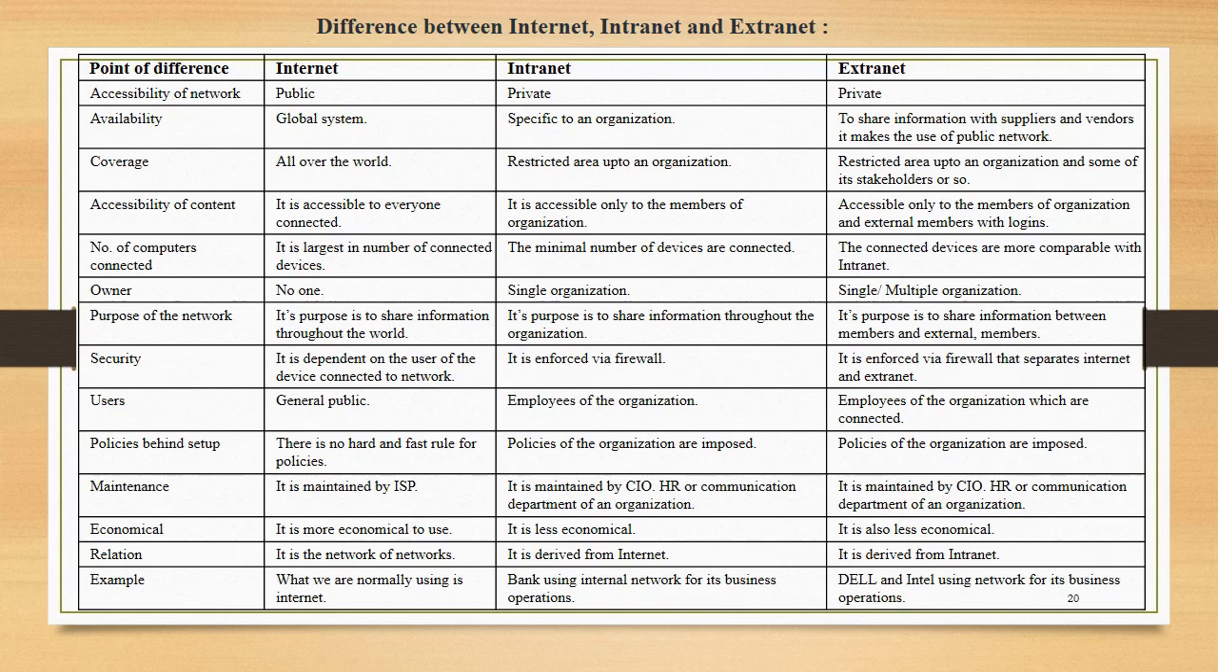Economical: internet, it is more economical to use; intranet, it is less economical; extranet, it is also less economical. Relation: internet, it is the network of networks; intranet, it is derived from internet; extranet, it is derived from intranet. Example: internet, what we are normally using is internet; intranet, a bank using an internal network for its business operations; extranet, Dell and Intel using a network for their business operations.